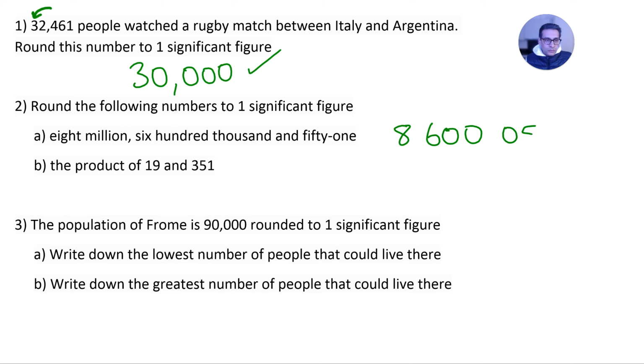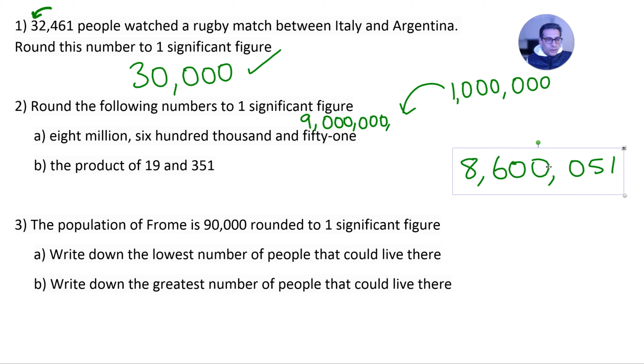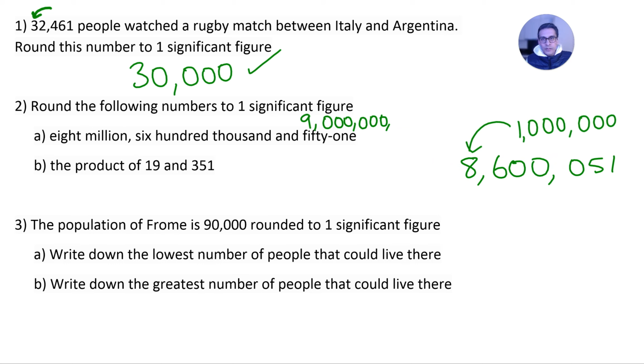8,600,051. So that's the number written out, 8,600,051. We're rounding to one significant figure, so the first digit here is in the millions column, so 1 followed by 6 zeros. So rounding to the nearest million, 8,600,000 is closer to 9 million than 8 million. So this is going to be 9 followed by 1, 2, 3, 4, 5, 6. 6 zeros there.